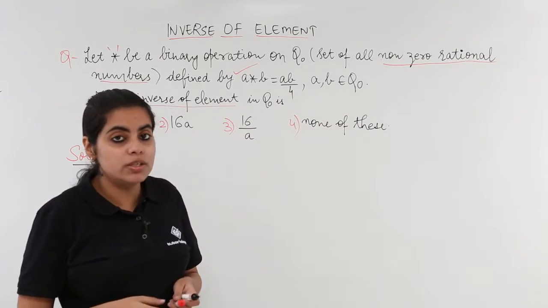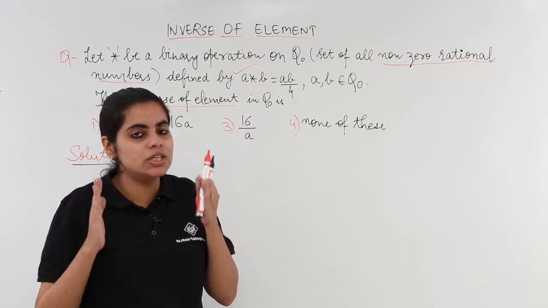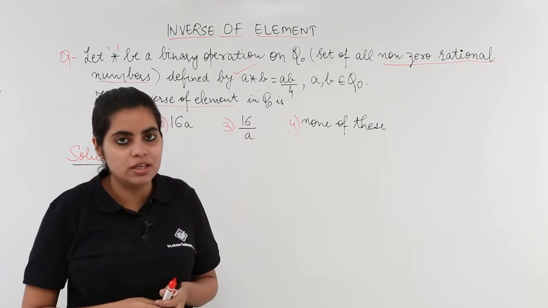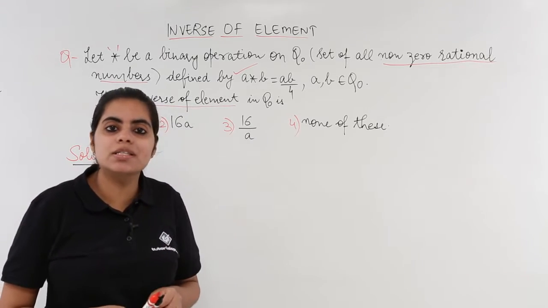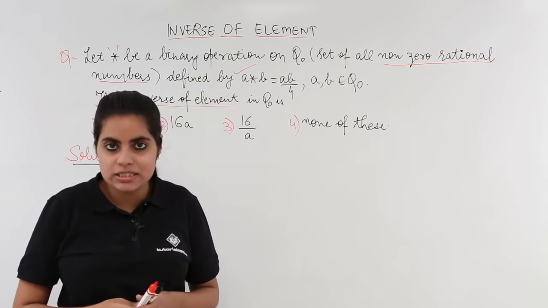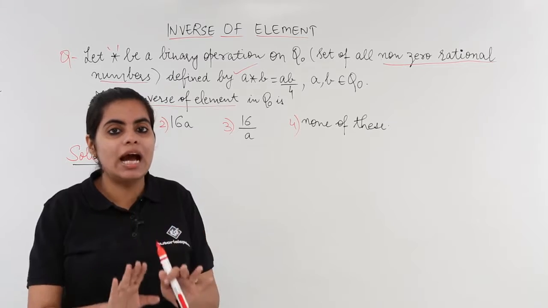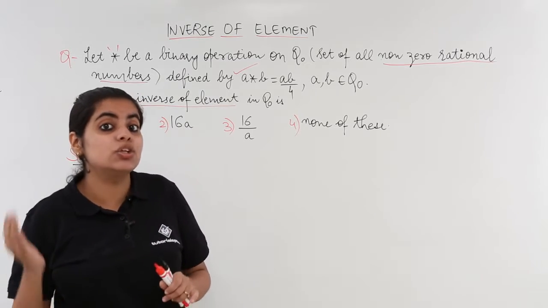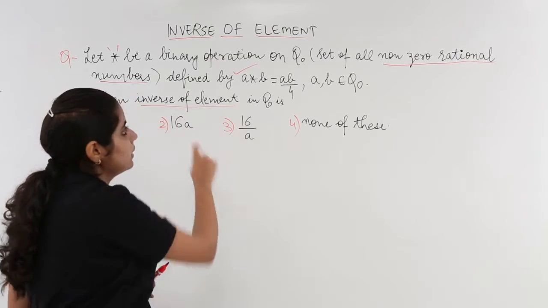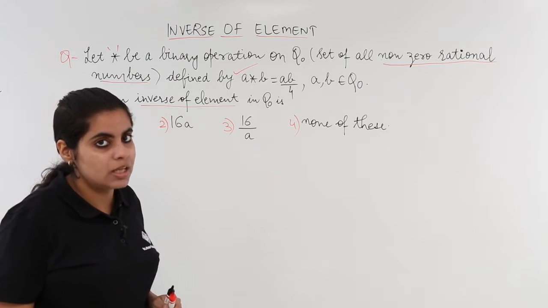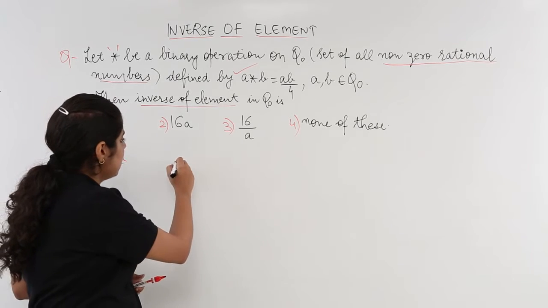So let's solve it. First, let's build a strategy as to how to go about the question. The question is about inverse and I know that inverse and identity are related. So first we need to find out the identity element and then use that identity element to find the inverse of the element. So let's get started. Let's find the identity element.